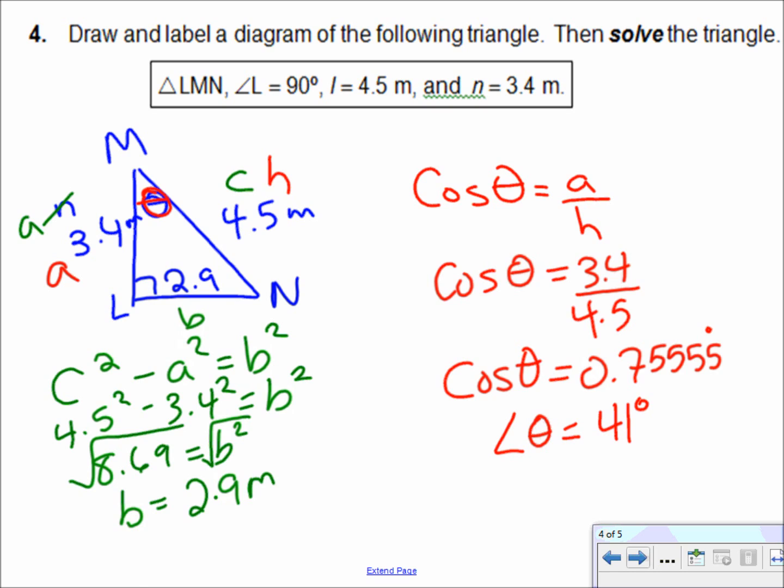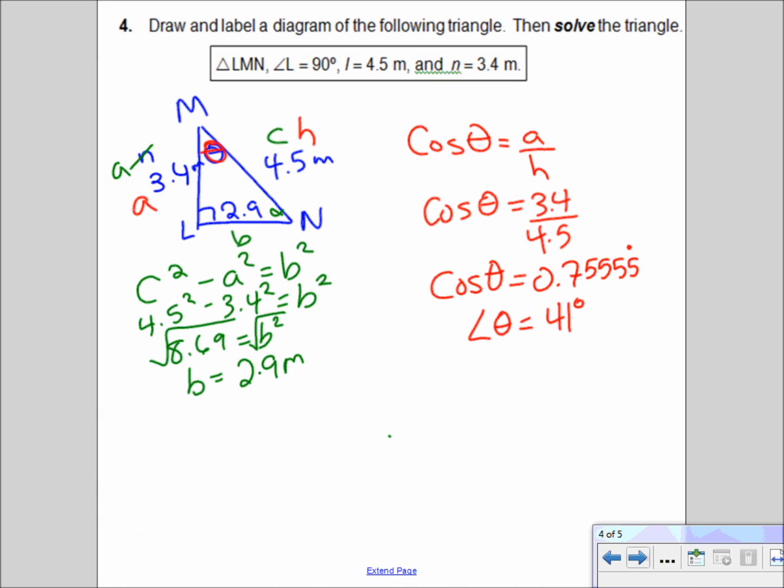So now I have all three side lengths, and I have two angles. What do all the angles in a triangle add to? 180. So I'm going to call this alpha here. I'm going to calculate angle alpha as 180 degrees, subtract my 90 degrees, subtract my 41 degrees, because I know all the angles in a triangle add to 180. So 180, subtract 90, subtract 41, so I get my last angle to be 49 degrees.